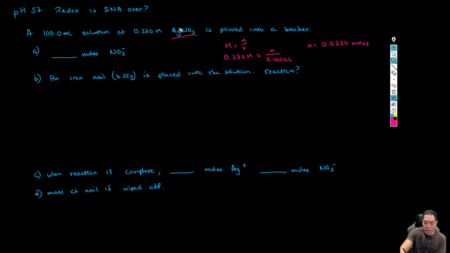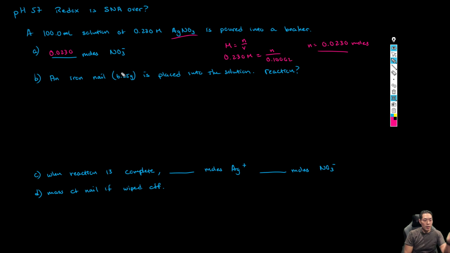Okay, so that's how many moles of AgNO3 we have. Now, the best way to think of it is this. We have one AgNO3, so that means we have one Ag and one NO3. So if we're just asking for NO3, it's the same thing. If we have 0.023 moles of the whole thing, we're going to have 0.0230 moles of NO3. So just think of it as one part of a whole.